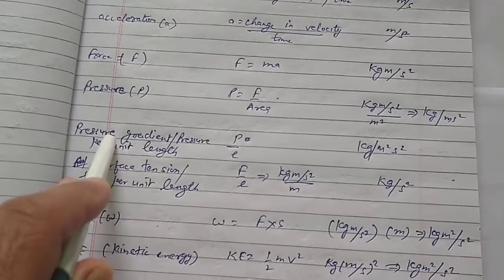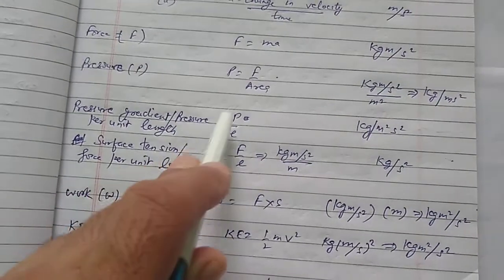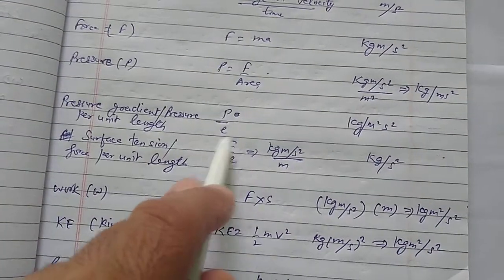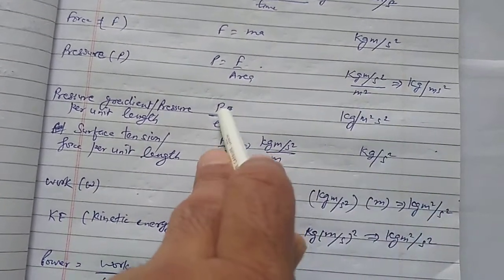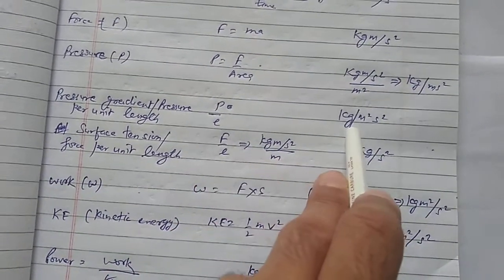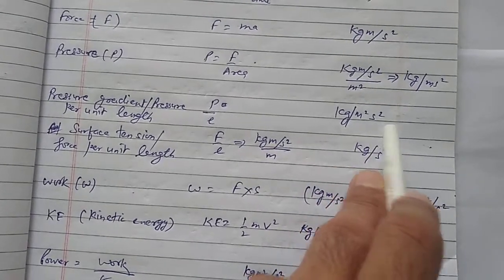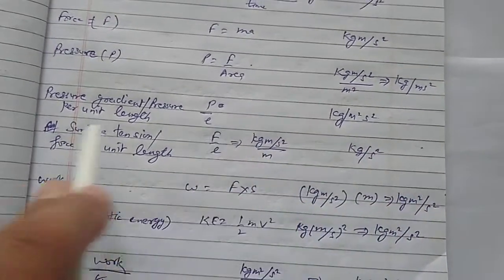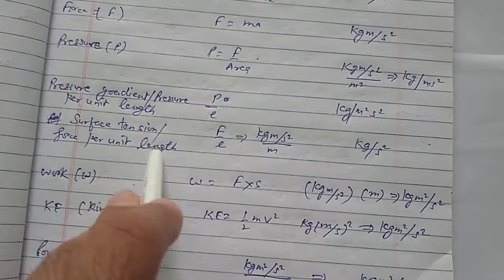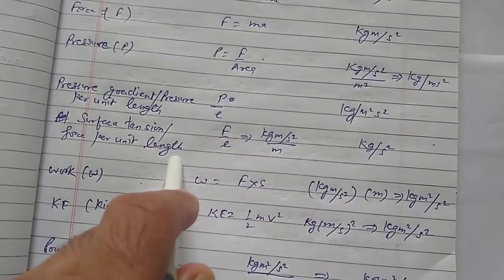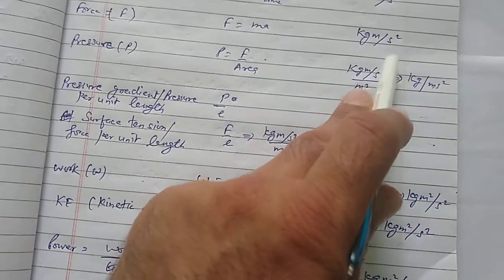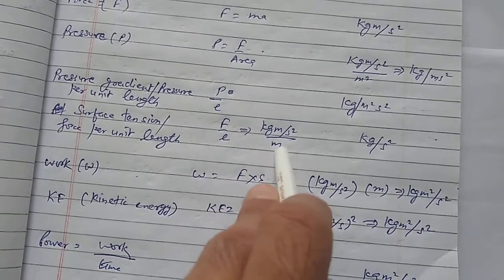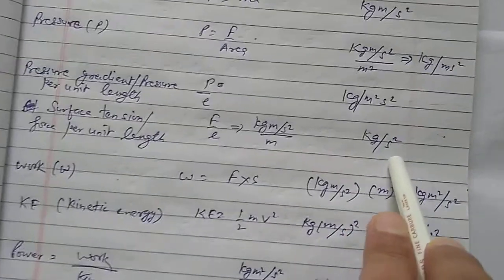Pressure gradient, or pressure per unit length. It means pressure upon length. So kilogram upon meter second square is the unit of pressure, and length unit is meter. It comes out to be kilogram upon meter square second square. Surface tension, or force per unit length. Unit of force is kilogram meter per second square, length unit is meter. One meter gets cancelled out, so you are left with kilogram per second square.